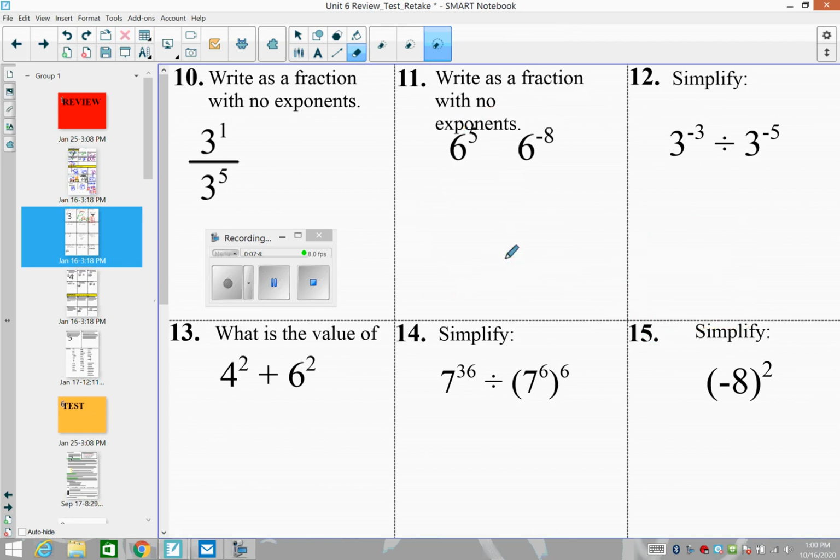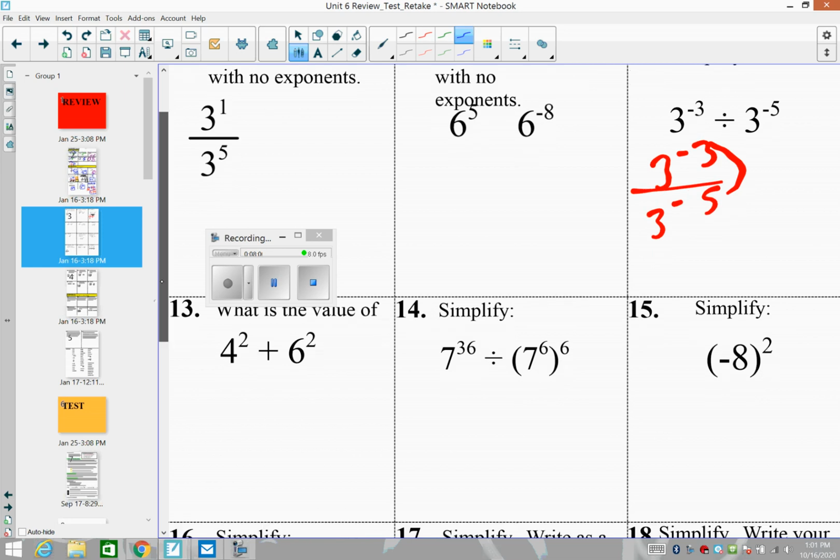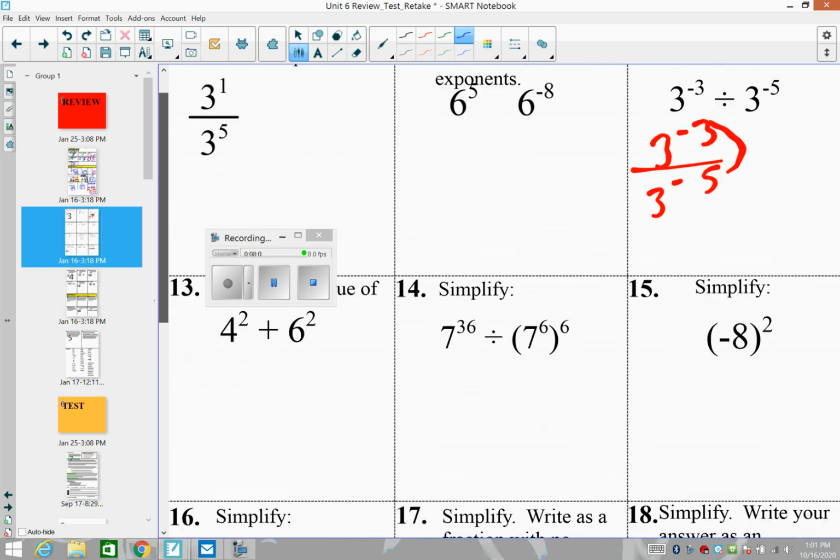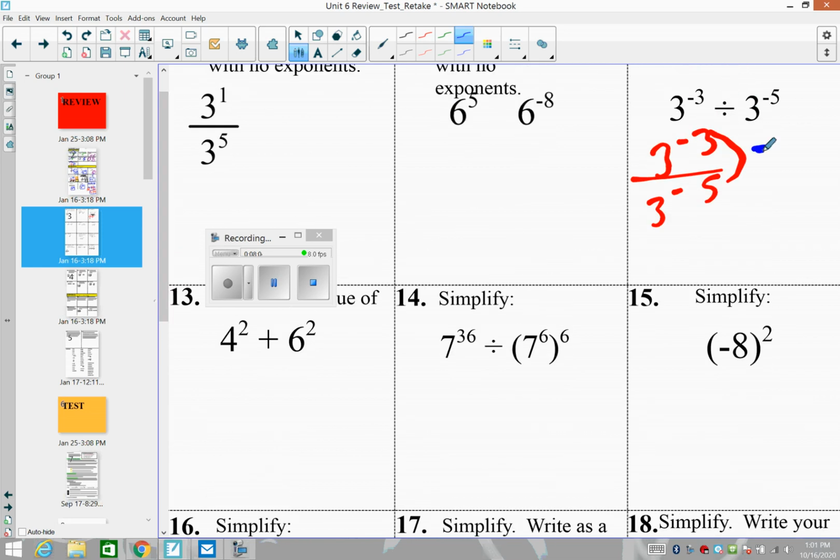Next problem says to simplify. It doesn't say specifics on how to write the final answer. 3 to the negative 3rd, divide by 3 to the negative 5th. That's a subtraction then of the exponents. There's lots of ways to look at this problem, but we're going to subtract that because we're dividing. So negative 3 minus negative 5. Ooh, look what happens here.